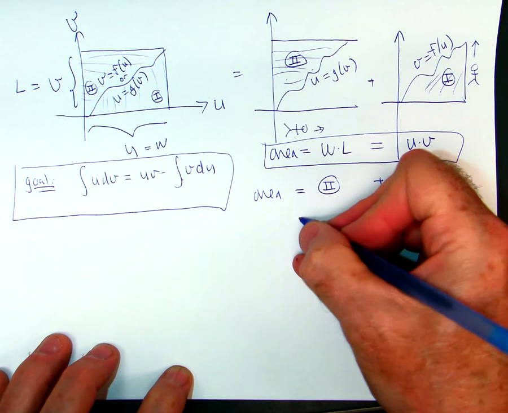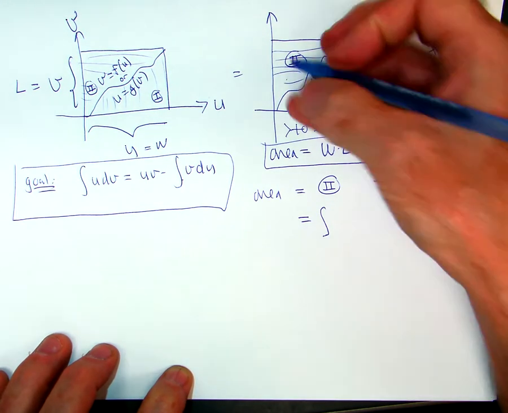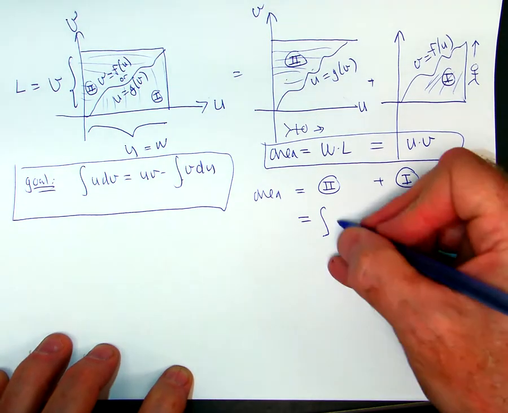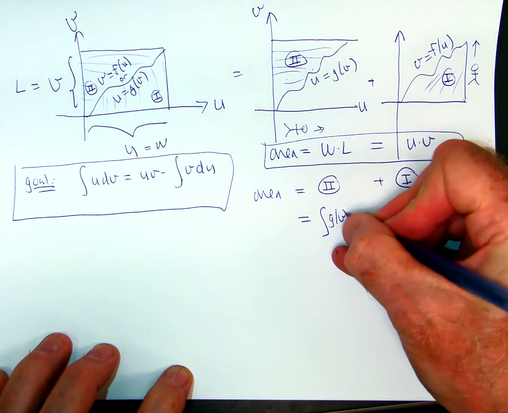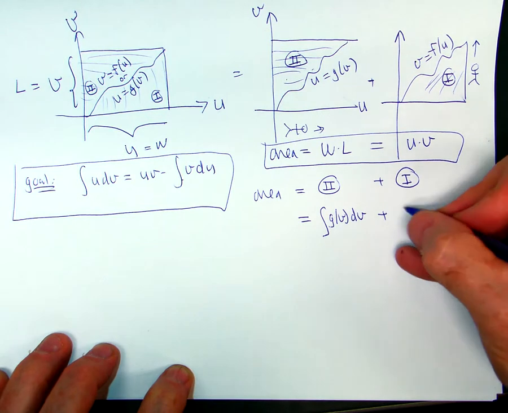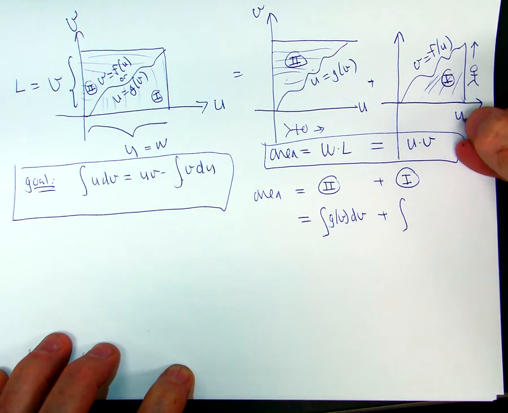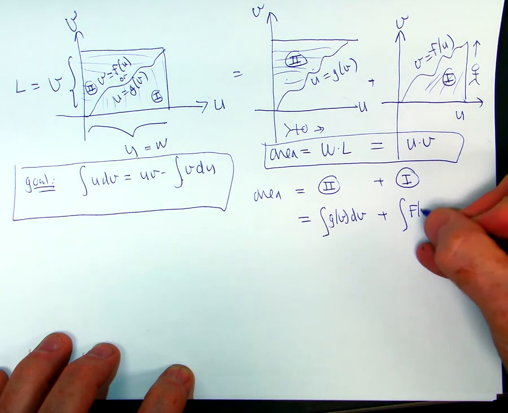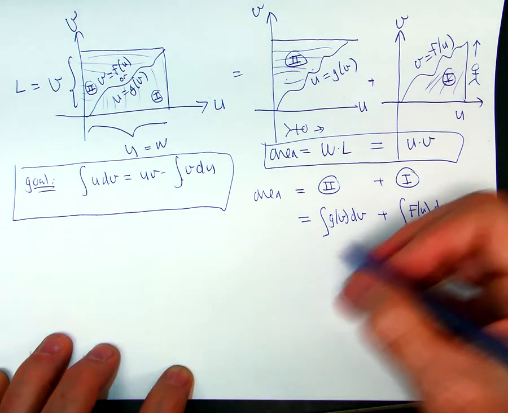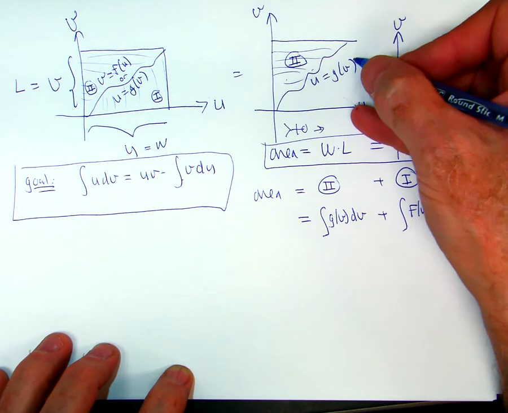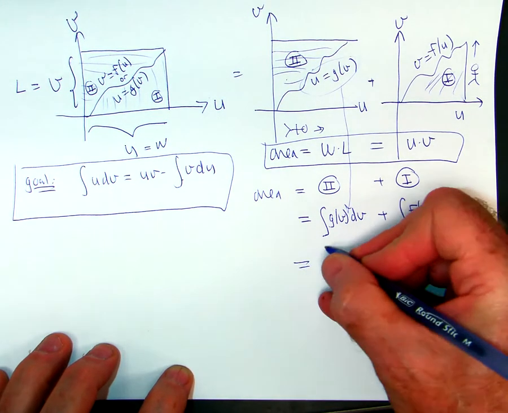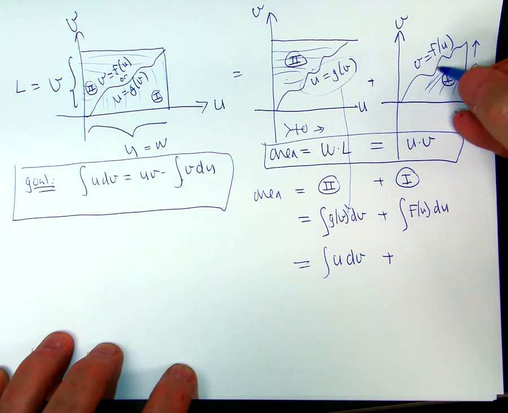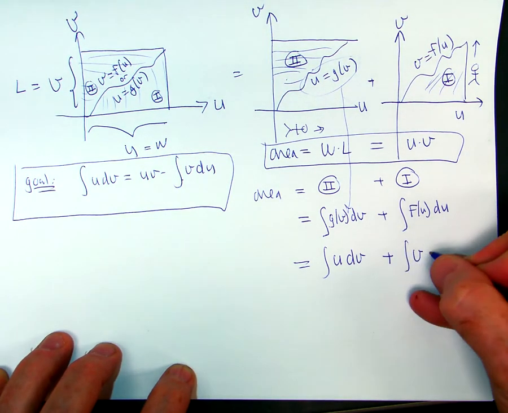So this integral right here is equal to the integral where we're integrating with respect to v, and we get g of v dv. Now this integral here is integrating with respect to u, and so this integral is going to be f of u du. Now we're saying that g of v is u, so we get u dv, and v is equal to f of u, so we get v du.